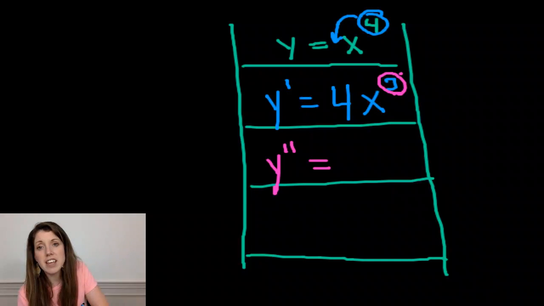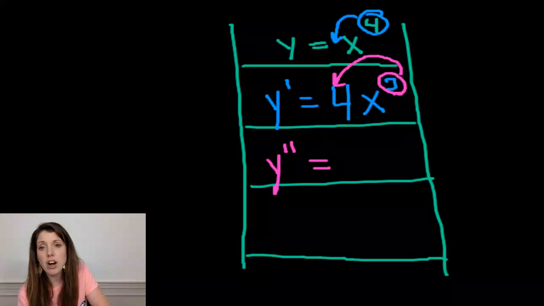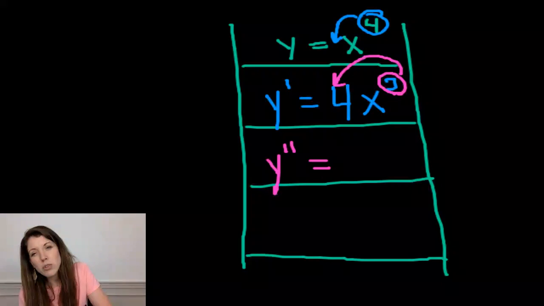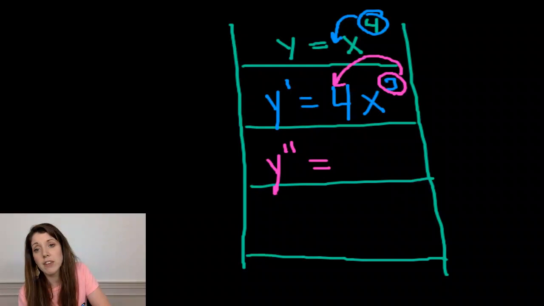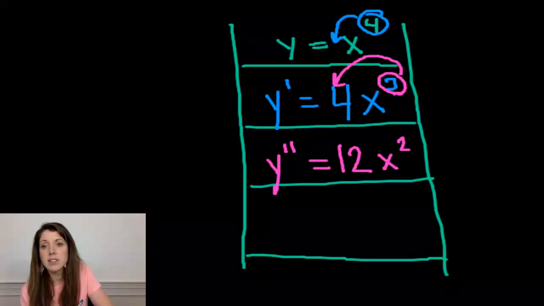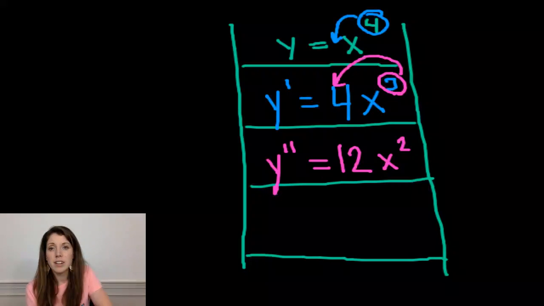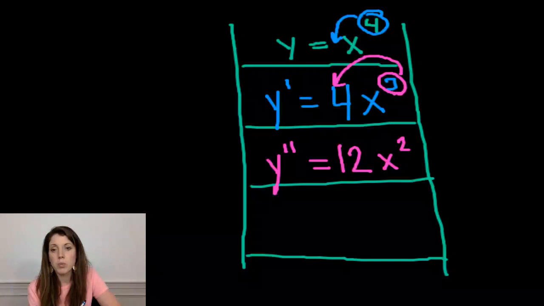All we need to do is take that 3, swing it out to the front, and drop the power by 1. Well, if I swing 3 out to the front as a coefficient, I'm going to have 3 times 4. So now I'm going to have 12, right? 3 times 4 is 12. And then the power drops to 2. Swing that number to the front, drop the power by 1. Okay, let's do it one last time.